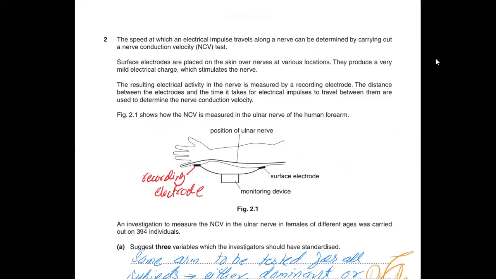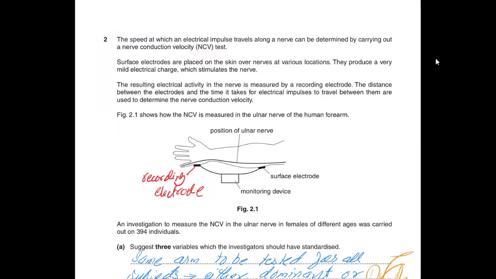So all the description necessary to process the apparatus and how it needs to be used will be provided in the paper. If it's beyond the syllabus, the description will be there. So in this case, the NCV test is shown to you. This description is already provided in the question because you might not be familiar with this apparatus, which is not part of your syllabus.